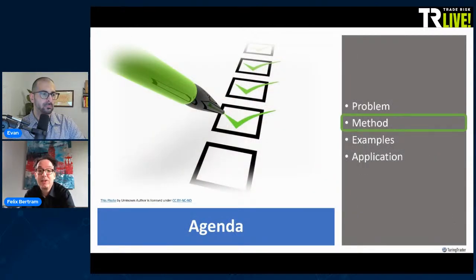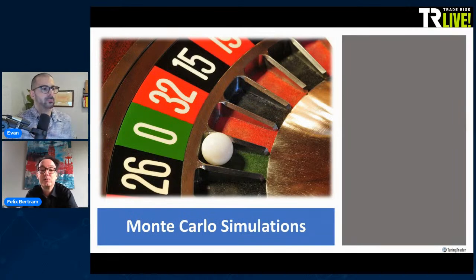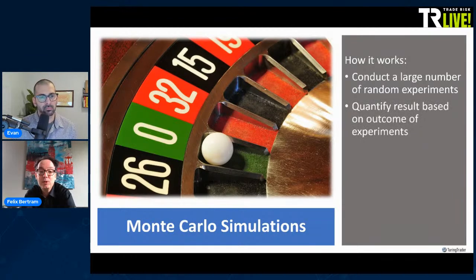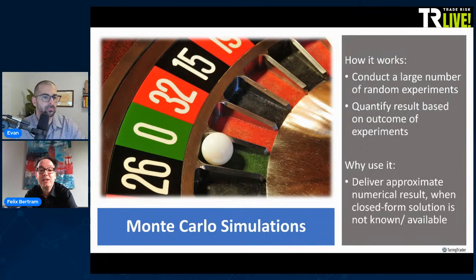Okay, so let's have a look at this method. And the method that I've chosen here is Monte Carlo simulations. These methods are called Monte Carlo because at the core, it's basically random experiments, like in a casino, more or less. And we conduct a large number of these random experiments. And then we create a quantified result by looking at the outcome of all these experiments. And the reason why this is so cool is because we can use this method to create numerical results when we have no idea what the closed form solution or formula might be, or if there even is such a formula to calculate this.